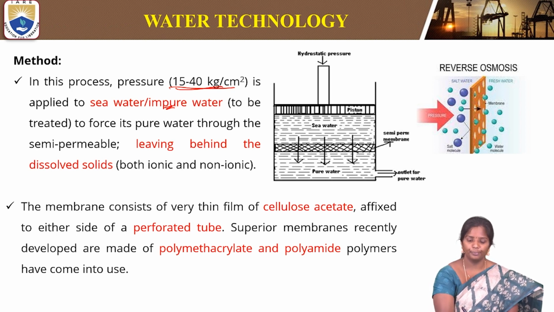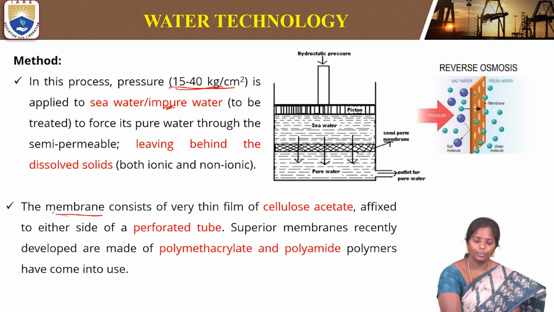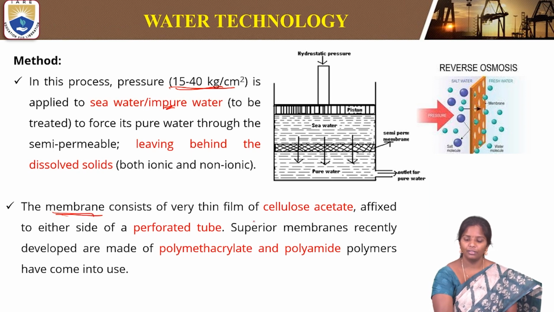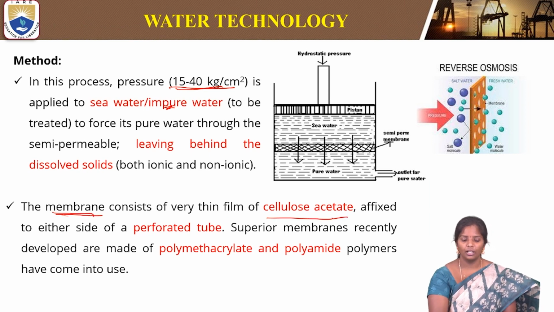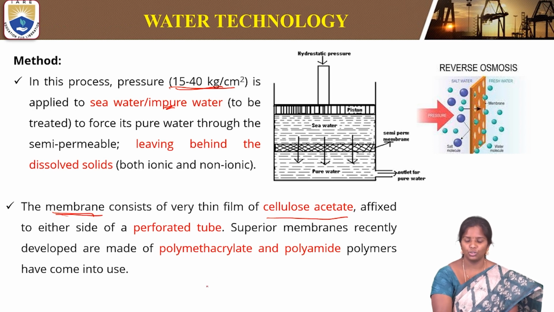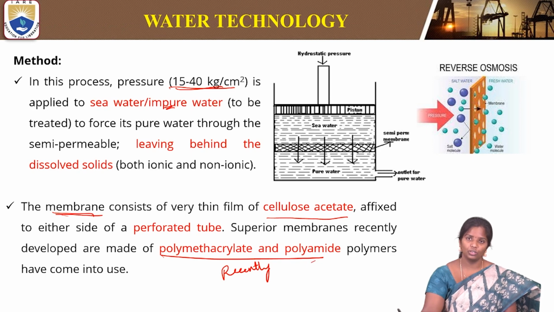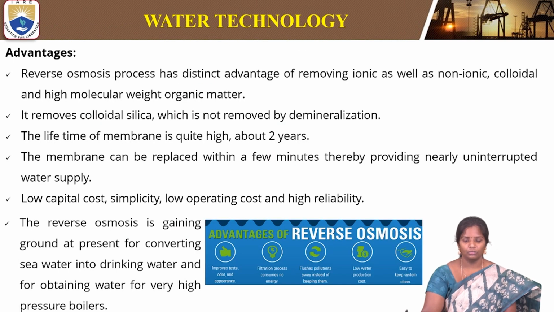What does the semi-permeable membrane consist of? A very thin film of cellulose acetate affixed to either side of a perforated tube. Recently used ones are polymethacrylate and polyamide polymers. These are the advanced ones used in reverse osmosis. So we are treating the water, and RO water is used for further applications.